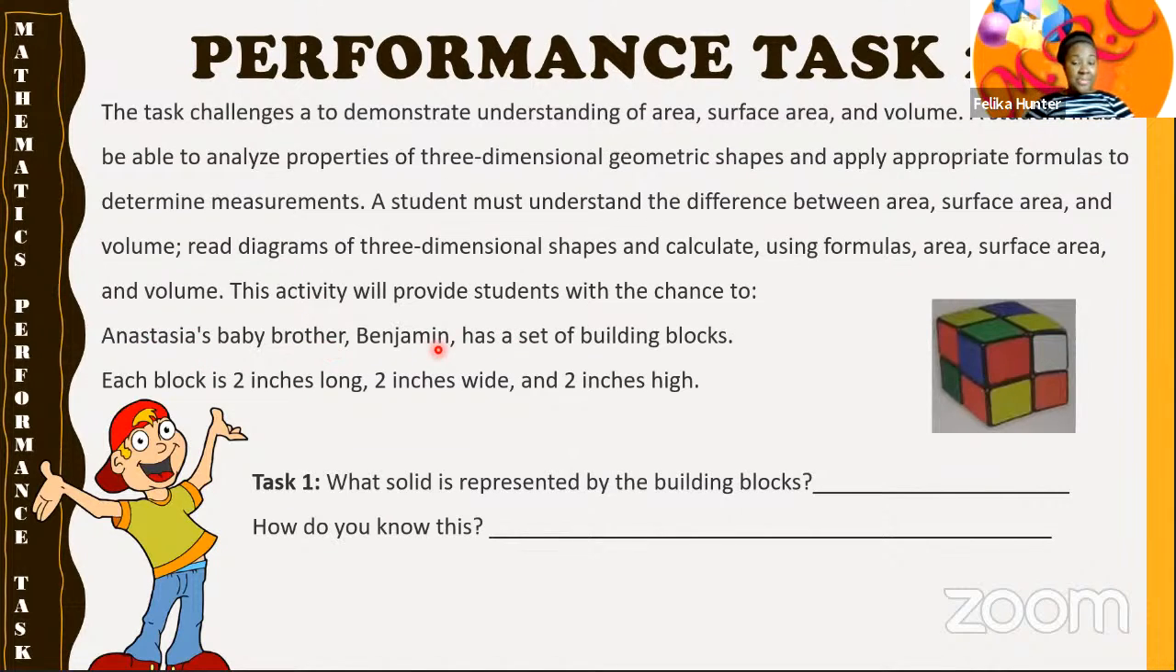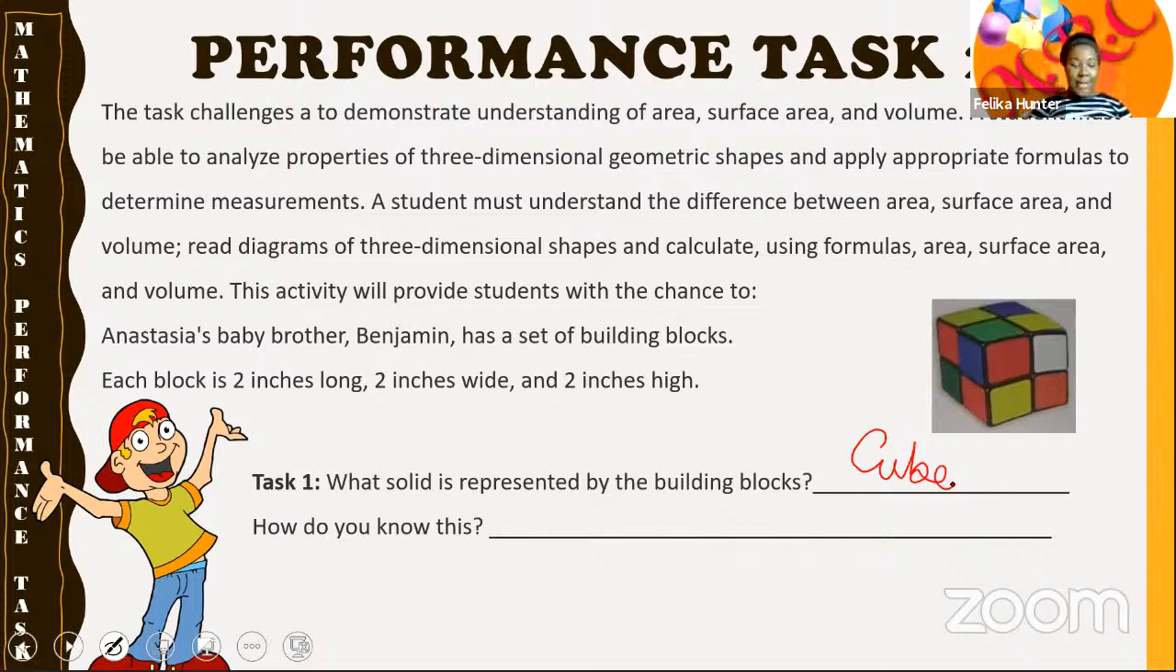Anastasia's baby brother, Benjamin, has a set of building blocks. Each block is 2 inches long, 2 inches wide, and 2 inches high. So each block, 2 inches long, 2 inches wide, and 2 inches high. What solid is represented by the building blocks? If all the lengths are the same, what type of solid? Someone said it before, so you can go ahead and repeat it again. What solid is it? A cube. A cube. Well done, darling. So that's the first part of our question.